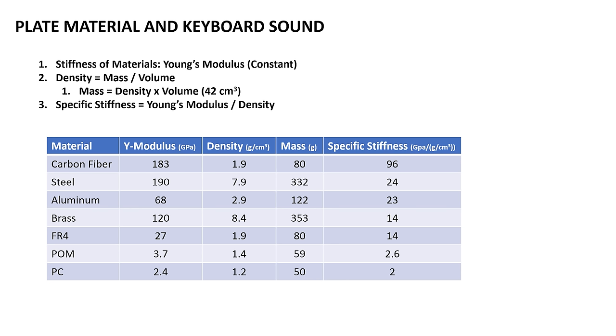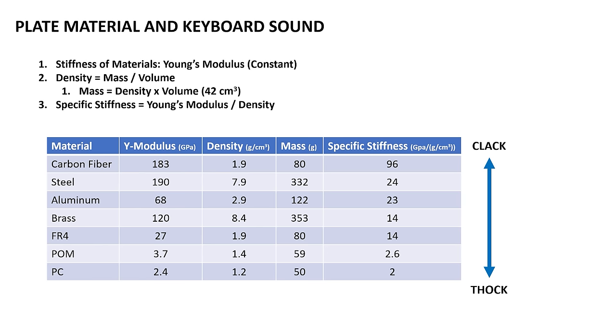Overall, for the most part, this aligns with our street convention. Something like carbon fiber has a very, very high specific stiffness. We also know that carbon fiber plates are very clacky. On the other hand, something like polycarbonate has a very low specific stiffness. We also know that PC is generally thocky.